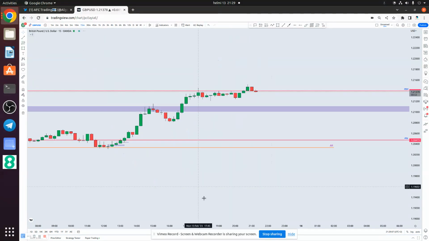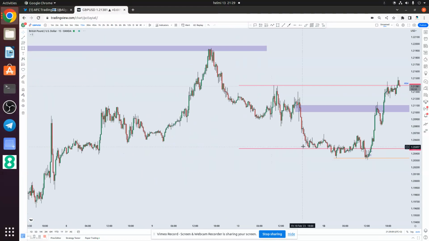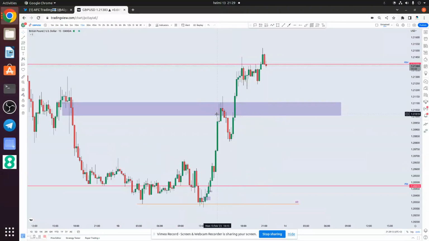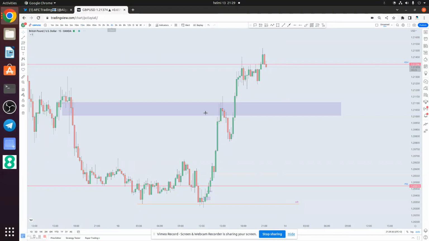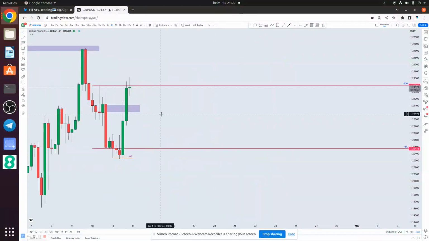And then when we switch to M15, what happened? We saw a retracement. But if you took partials, you are okay. How many pips was in here? 23 pips.